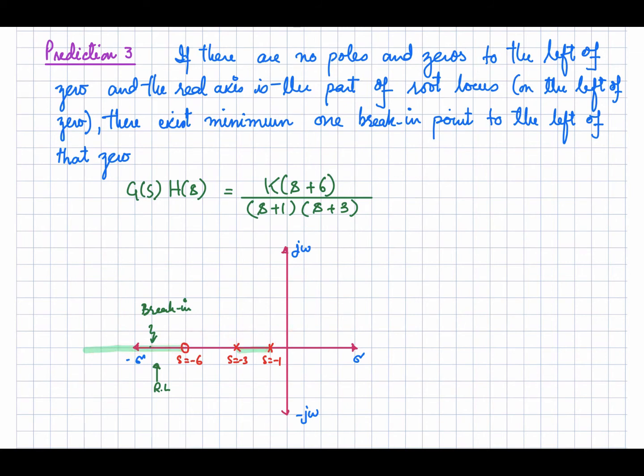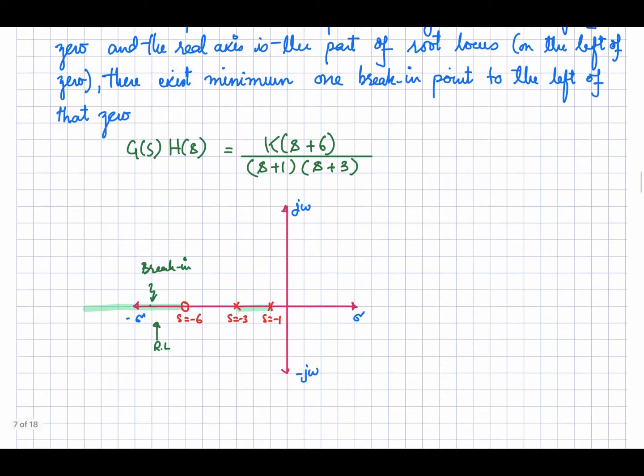Now we are going to predict that there are no poles and zeros to the left of the zero. Just consider that one. On the left of the zero, there is no pole or zero, right? And the real axis is part of the root locus. This is part of the root locus, right? So there exists a minimum of one break-in to the left of that one, where some pole will be coming from here and will be moving toward the zero. So one break-in can be expected over here, right?